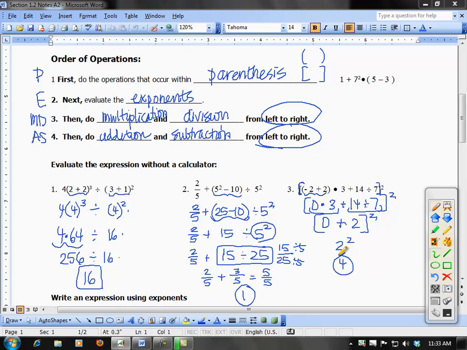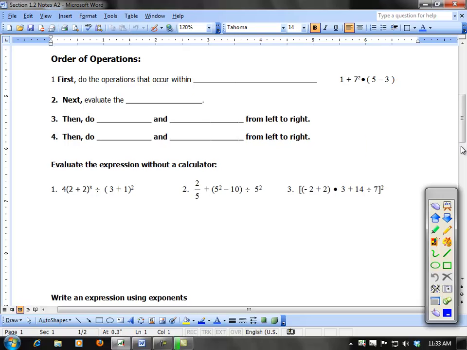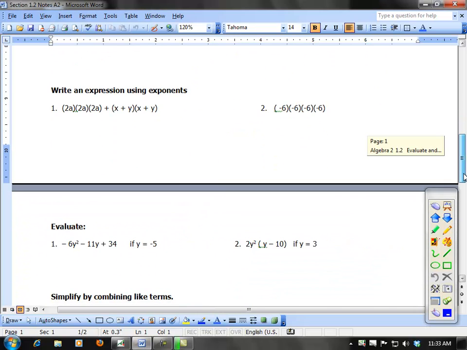Okay, so order of operations, I am going to make you for this chapter show all of the work that you've got. Because unless I see that, I can't help you fix the mistakes. All right, let's keep moving. Let's do a little bit more review.